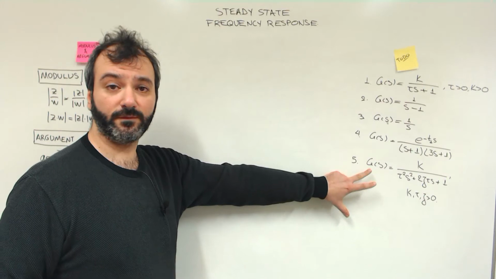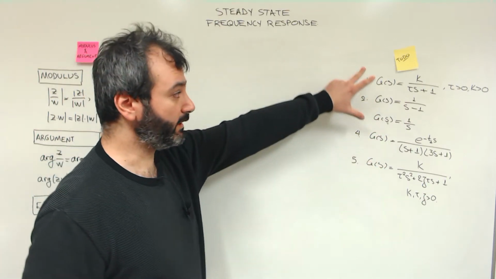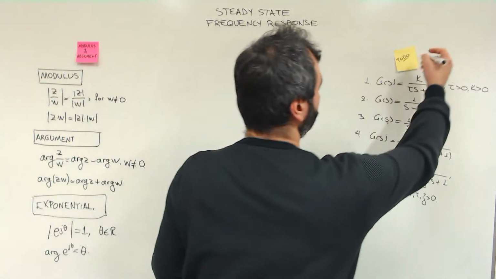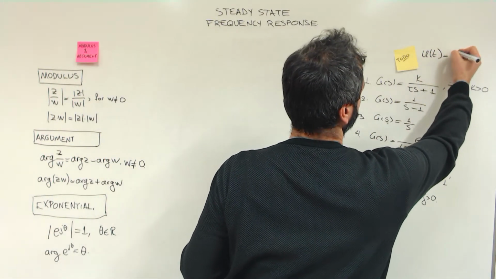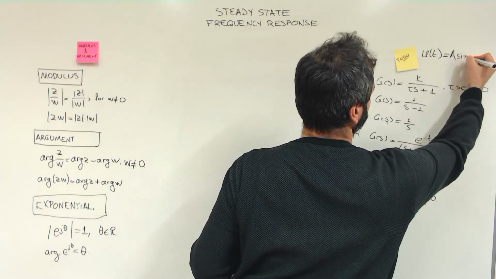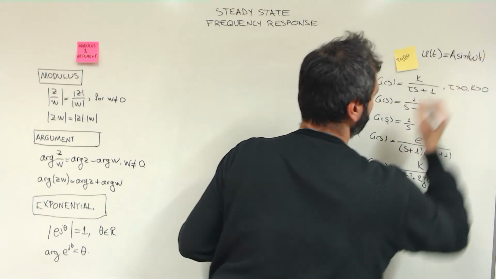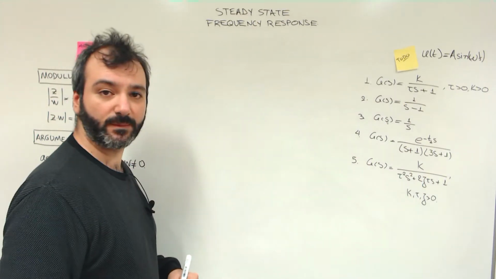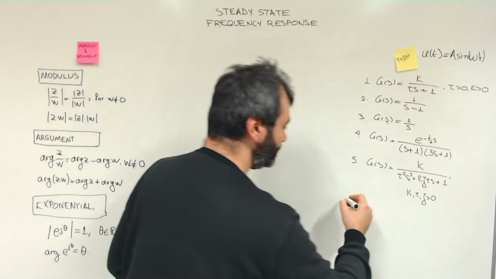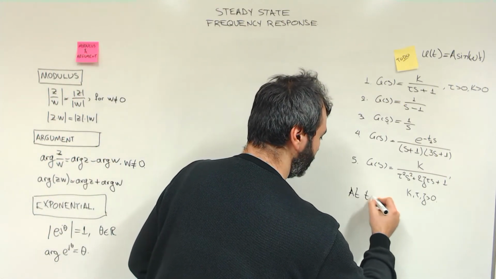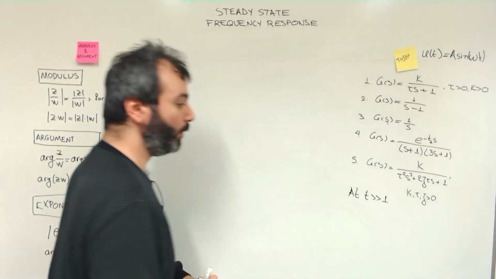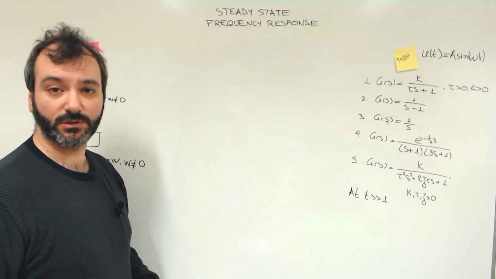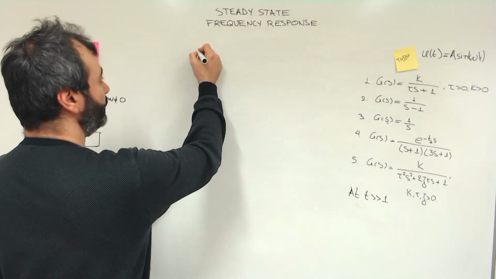We will try to solve these 5 problems where for every such transfer function, we will suppose that we give this input. We will give the input a times sine of omega t, and we will try to approximate the output of these dynamical systems at very large times, at t much larger than 1. In other words, we will try to find the steady state frequency response of these systems. And let's start with the first one.